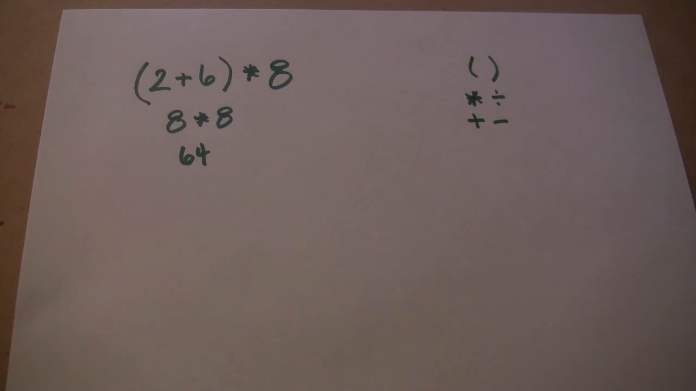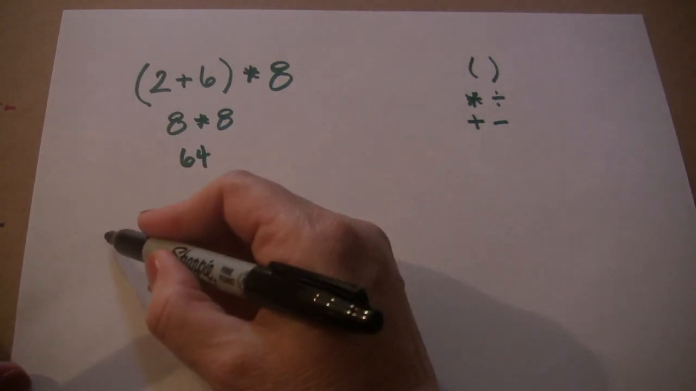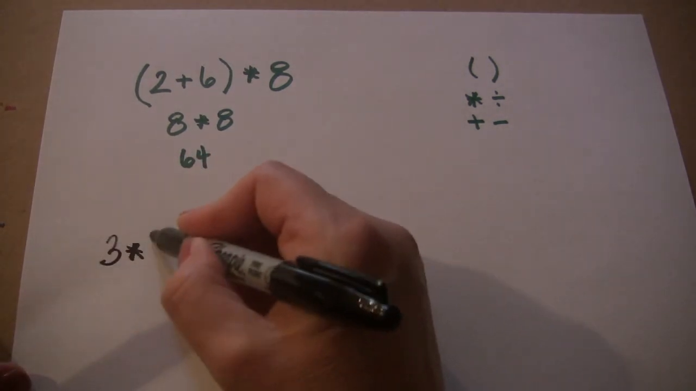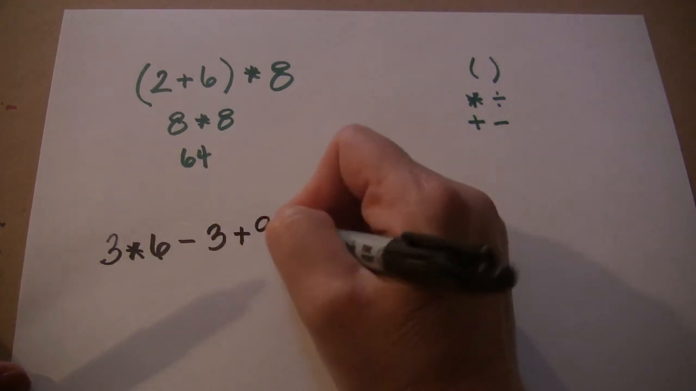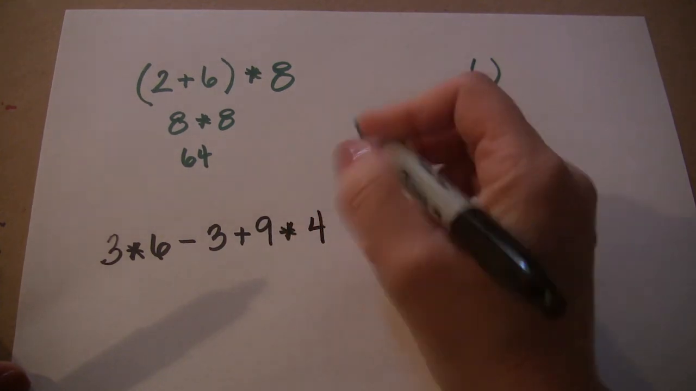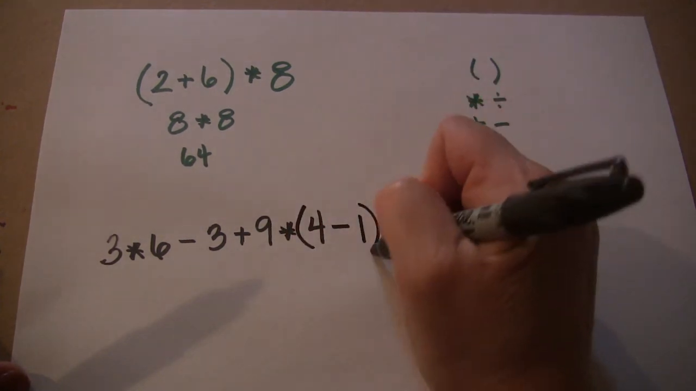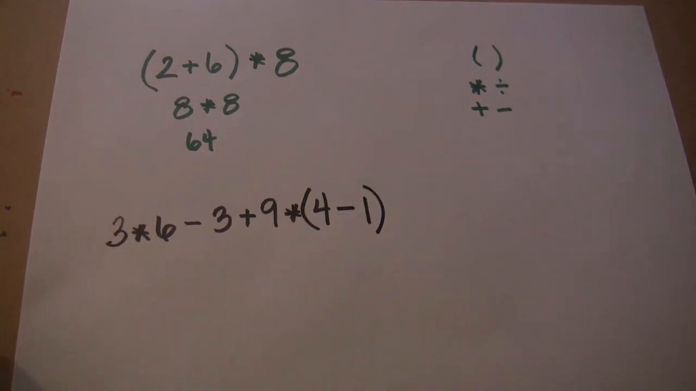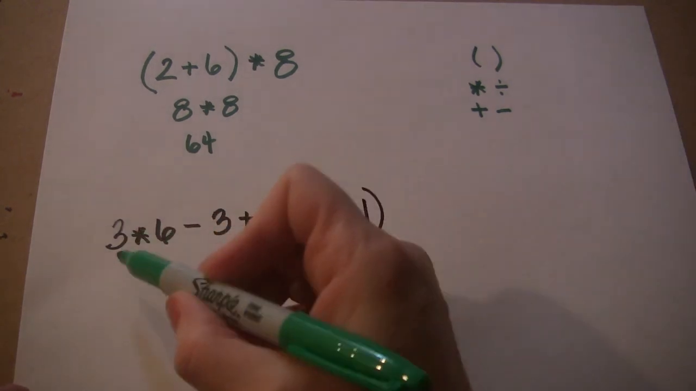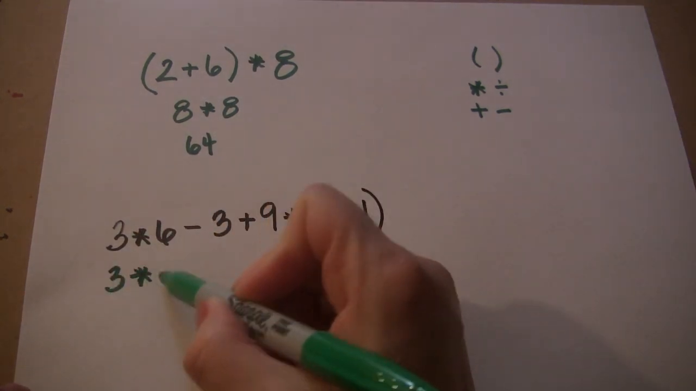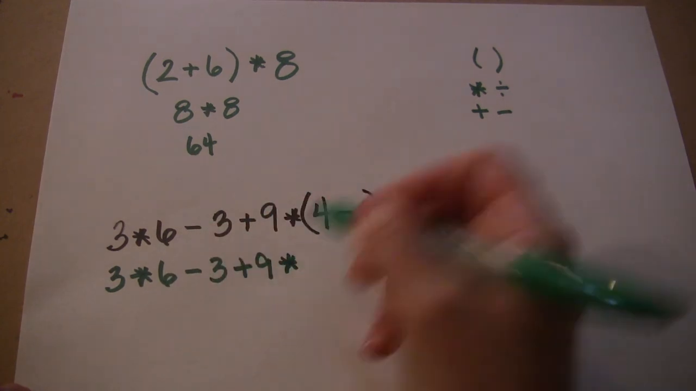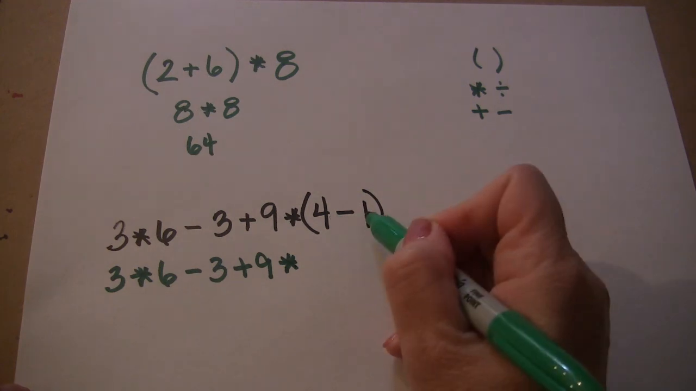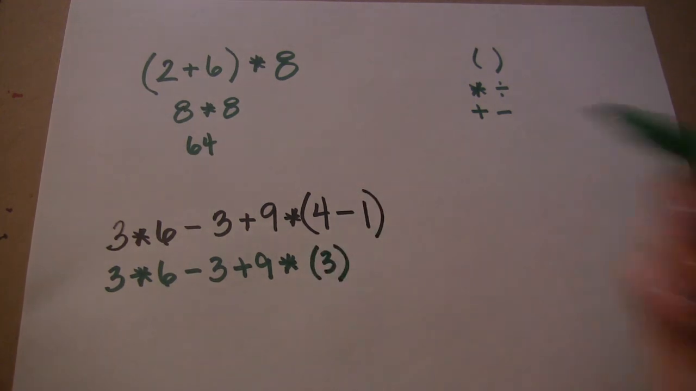Okay, let's kind of do a hard one. All right. What if we said 3 times 6 minus 3 plus 9 times 4 minus 1? And we'll put the 4 minus 1 in parentheses. What do we do here? All right, well, our first step is to do our parentheses. So everything else I'm just going to keep the same, but I'm going to solve what's in parentheses. So 4 minus 1 is 3.